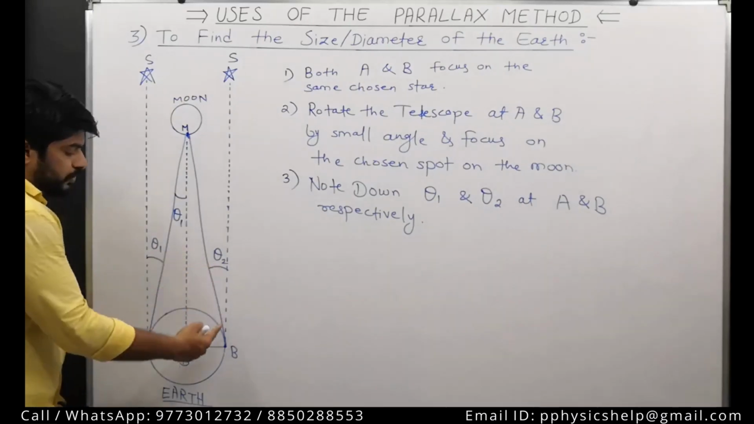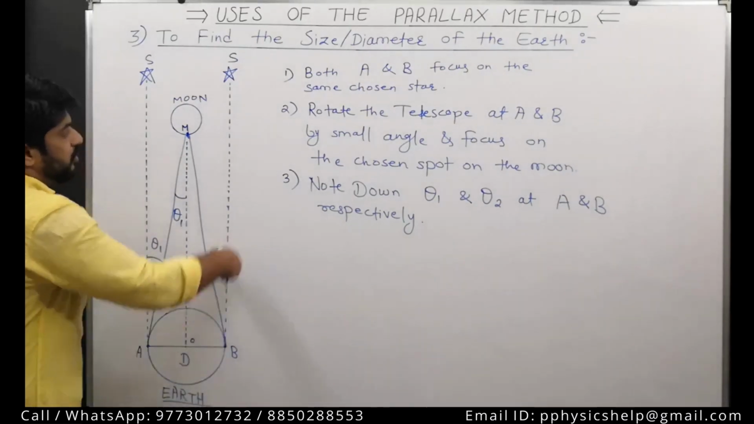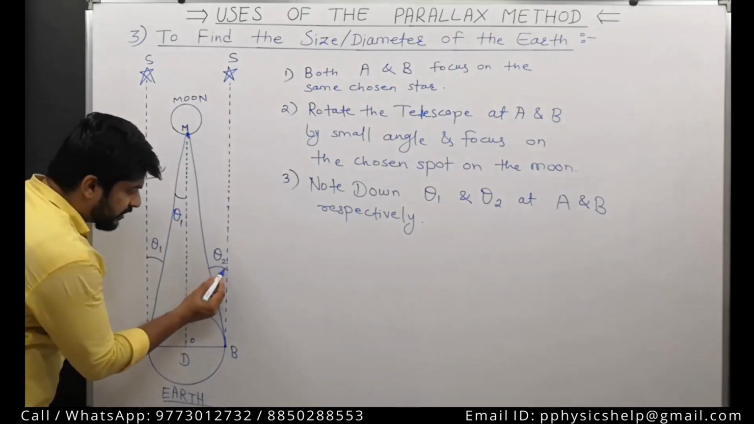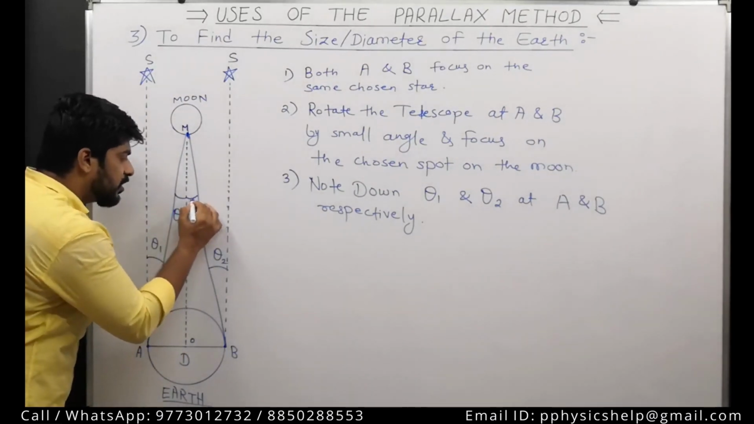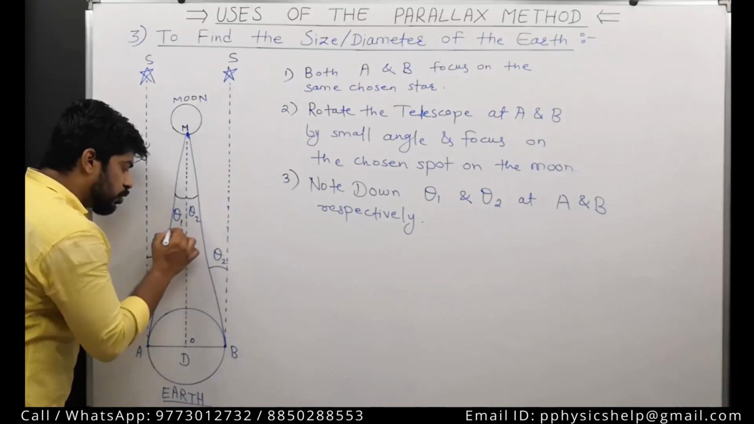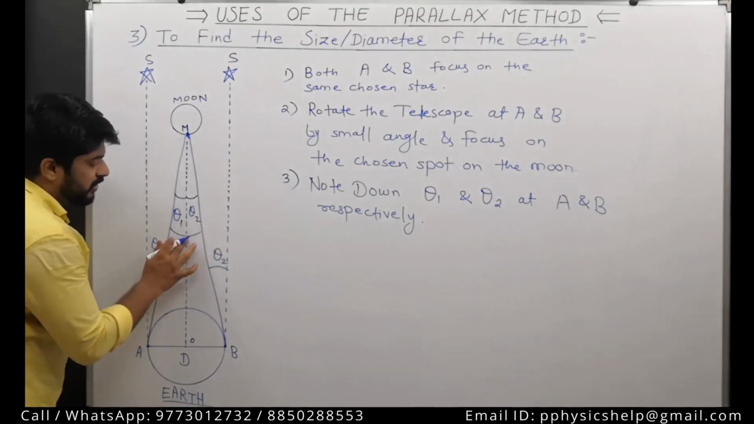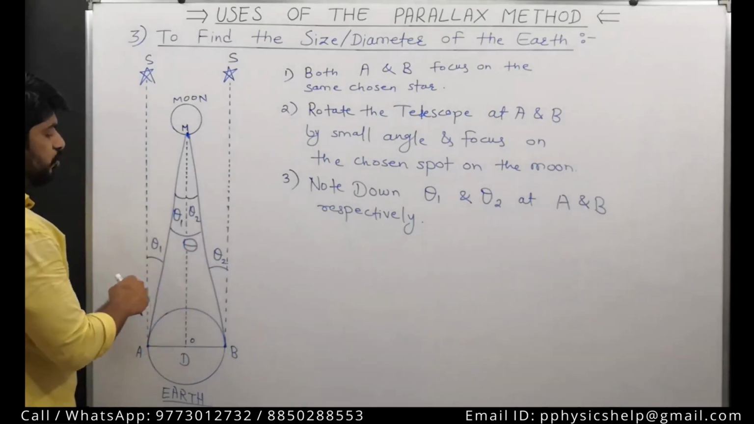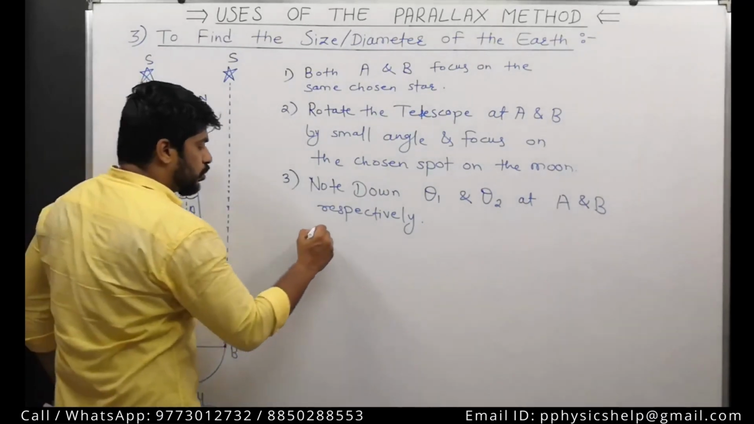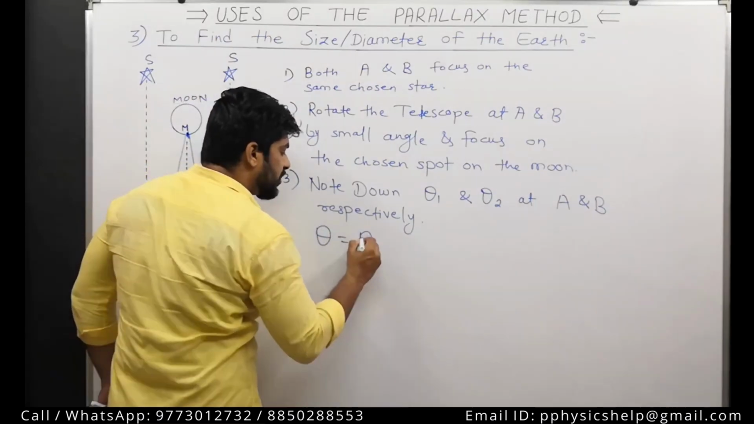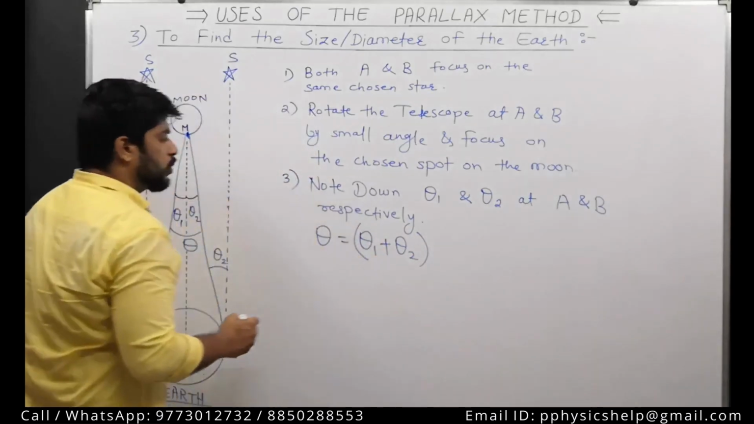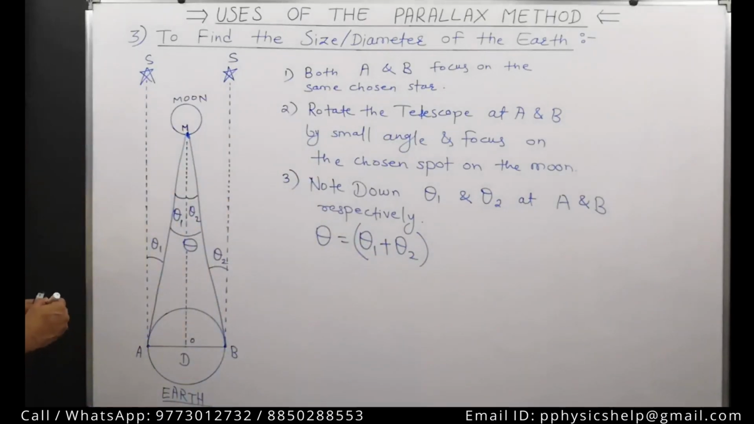And when we go here, this line and this line are again parallel. So if this angle is theta 2, this angle also has to be theta 2. So the total angle over here, let us say, is theta. Total angle theta would be equal to theta 1 plus theta 2. So that's it, we have got this angle.